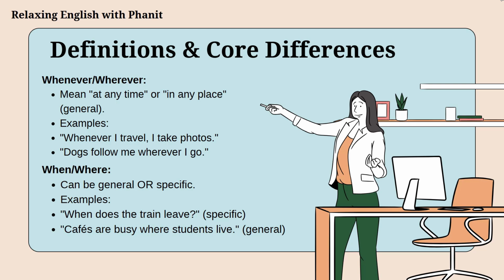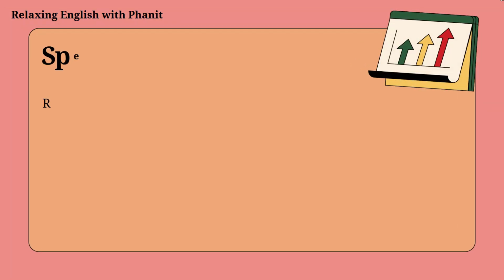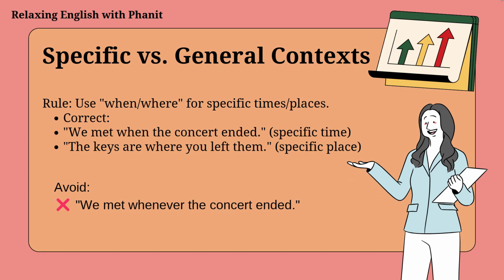Notice how where could also be wherever here, but not if the place is specific, like "The cafe where we met is busy." Here's the golden rule. Use when and where for specific times and places. For example, "We met when the concert ended." This is a specific moment.